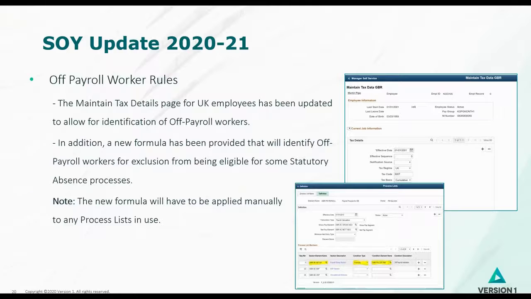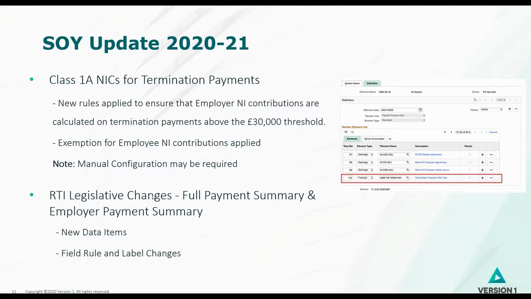Okay, moving on. Class 1A NICs for termination payments. There's been some new rules applied to that to ensure that employer NI contributions are calculated on termination payments above the £30,000 payment threshold, whilst ensuring that employee NI contributions are exempt from any payment that could be deemed a valid termination payment.